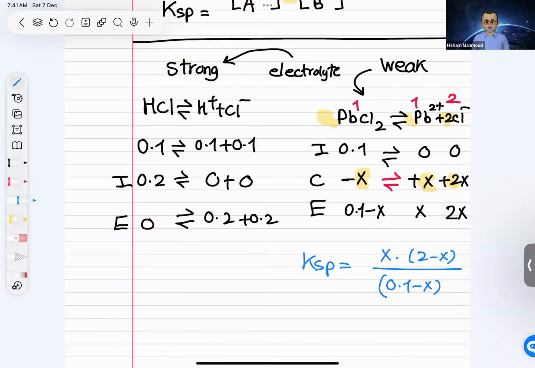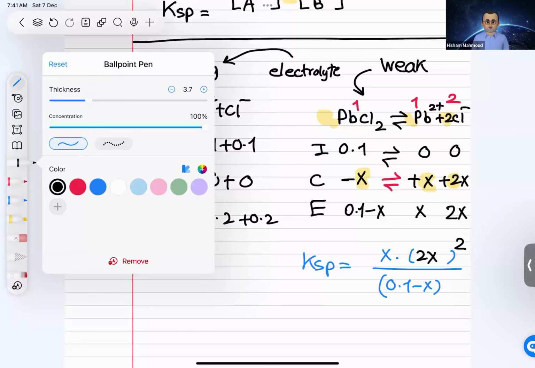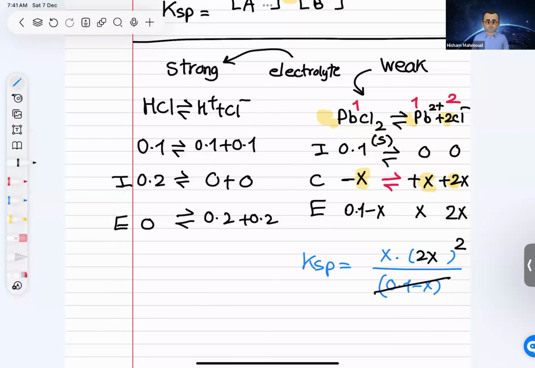Since the coefficient is 2, the 2X is powered to 2. So it is X multiplied by 2X squared, divided by 0.1 minus X. This is how I get the products divided by the reactants. But the reactant is a solid. So what should I do? I should not mention it in the equation. It will be only the products without the reactant, so it is X multiplied by 2X squared.